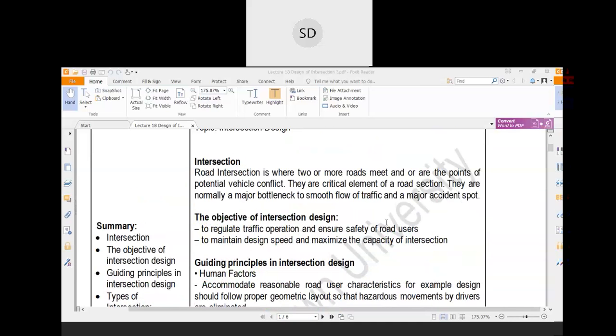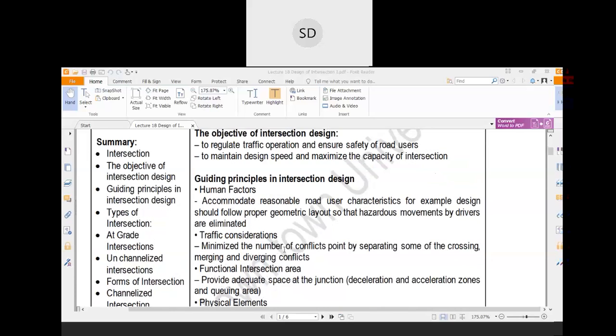Now, the objective of intersection design is to regulate traffic operation, ensure the safety of road users, maintain design speed, and maximize the capacity of the intersection. As you know, in the intersection area there are chances of traffic congestion. Therefore, as a traffic engineer or civil engineer, your main job would be to design the intersection in such a way that vehicle conflict is minimum, so that the rate of accidents is minimized. Another thing is that the speed of the vehicles should be maintained so that there are no major congestions over this intersection area.